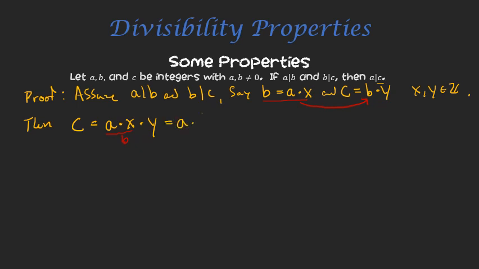Maybe I'll just write it with some parentheses, even though we know it doesn't matter since multiplication is associative. So a times (x times y). And we know xy is an integer because x and y are both integers. So since xy is an integer, it follows that a divides c, since we have c equals a times some integer. And so that's the transitive property of divisors.